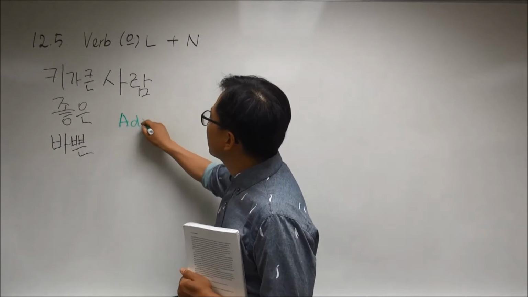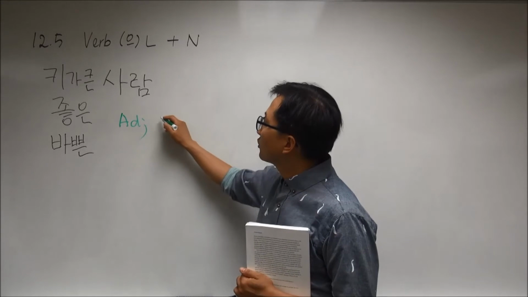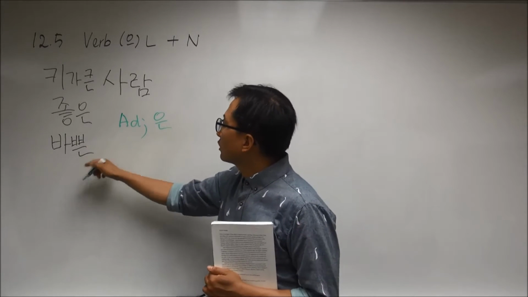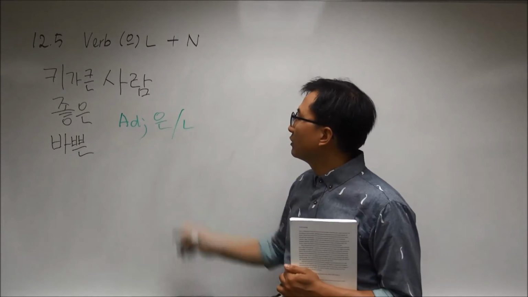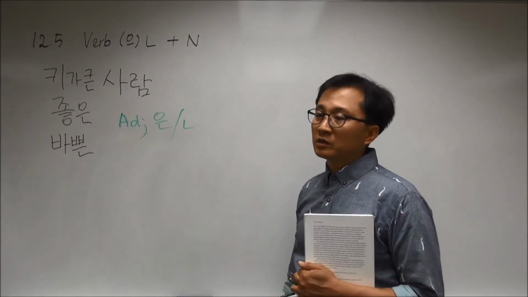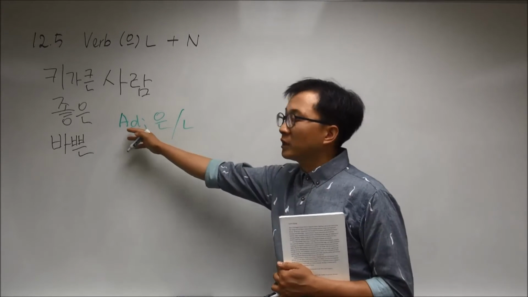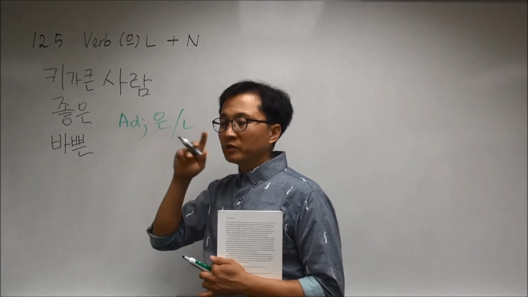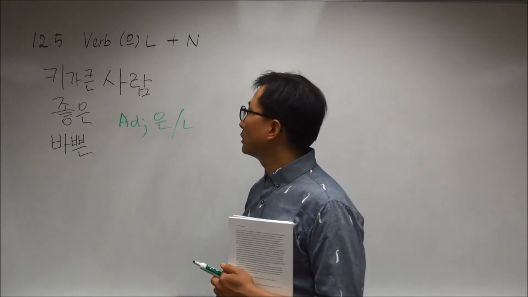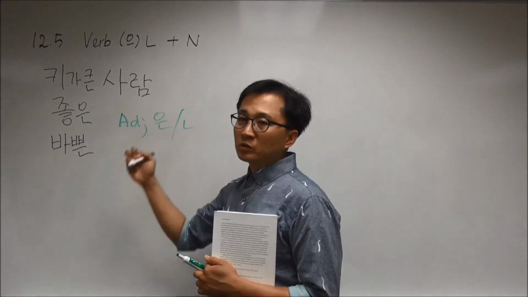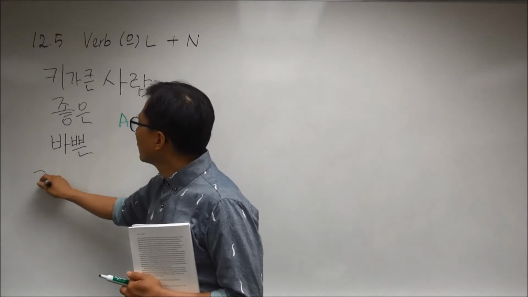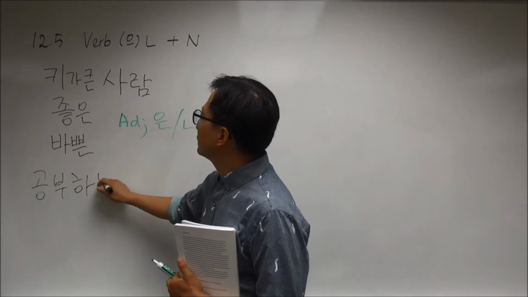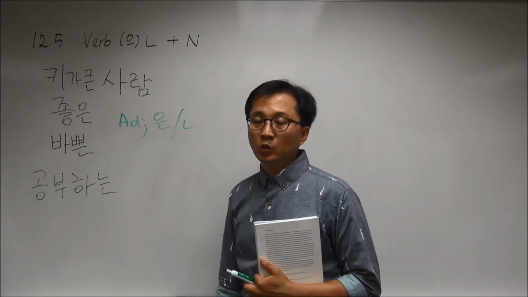If there is an adjective, you put either 은, like this, 좋은, or if there's no consonant, then we can just add ㄴ here. This is noun modifying form for adjective. And what about verb? Let's think about some verbs to describe a person. So I'm describing a person who is studying. Then 공부하는 사람.